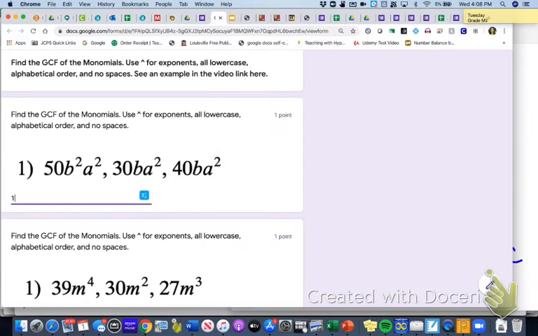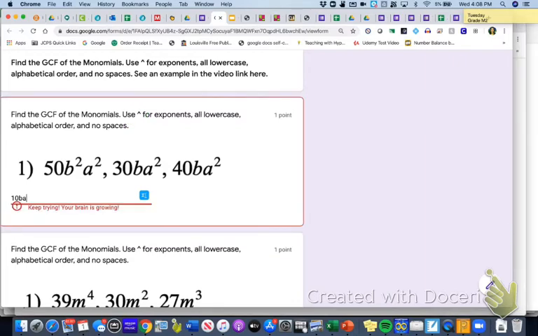So, 10B A. And then pay attention to the directions, because notice how the directions here say to use that little button. It's the same button that you use to make exponents on the calculator. So I'm going to hit the little up button to get to the second power. But obviously something's happening because it's telling me keep trying, your brain is growing.